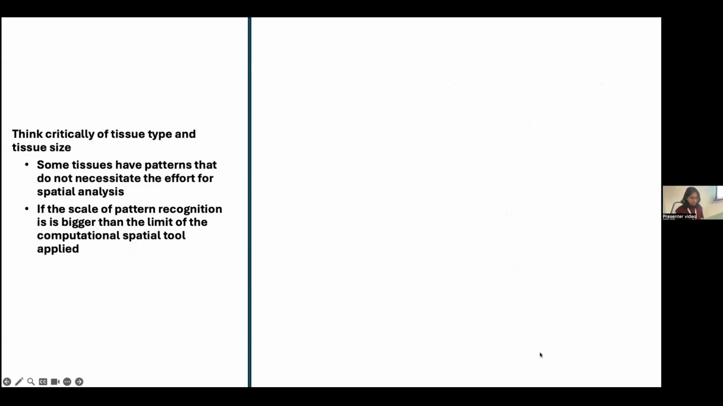Okay, so yes, I think I've already said this. Think critically about tissue type and tissue size. It really matters. Some tissues have patterns that do not necessitate spatial analysis. Yes, so the scale of pattern recognition, that's what I wanted to talk about. Why the size matters is because of the scale of pattern recognition.